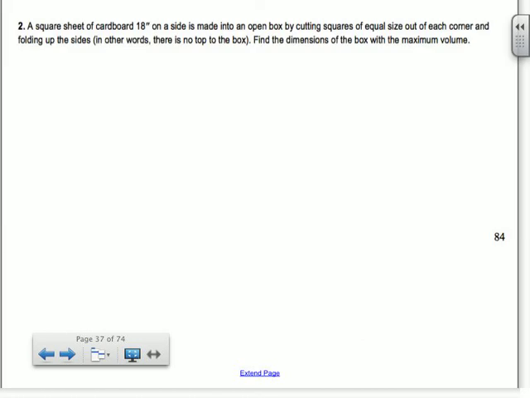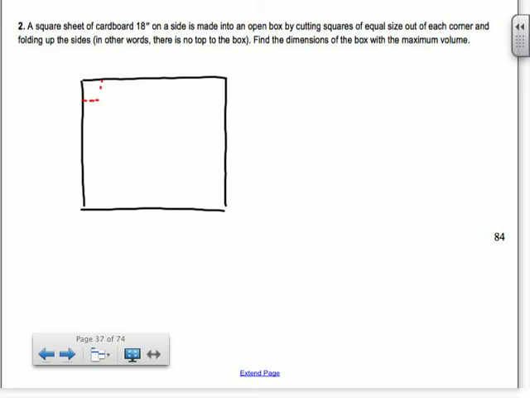All right, next up. So a square sheet of cardboard, 18 inches on a side, is made into an open box by cutting squares of equal size out of each corner and folding up the sides. So we've had one like this before, and you guys flipped out and didn't know how to draw it. So 18 inches on a side, it was a square. You're going to cut out the corners, and you want them to be squares that you're cutting out.